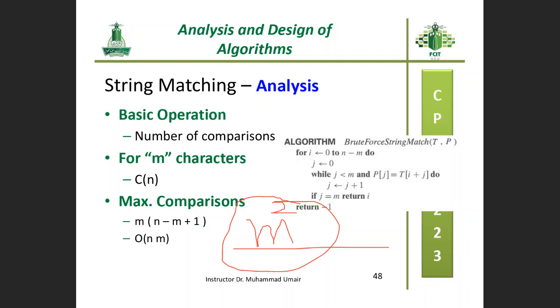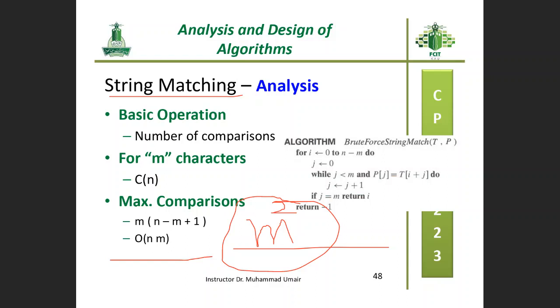As we have seen in the previous example, m was 3 and the text was almost 20 characters. So if you multiply m with n or take m square, obviously 9 will be smaller than 20 into 3, which is 60. So the larger value is dependent on n into m. That's why its efficiency is defined by O of n into m. Is that clear? Any confusion? So this is called the brute force technique for string matching.